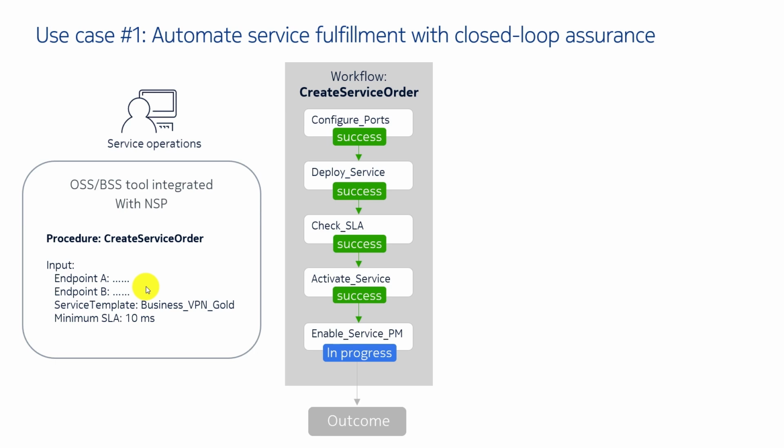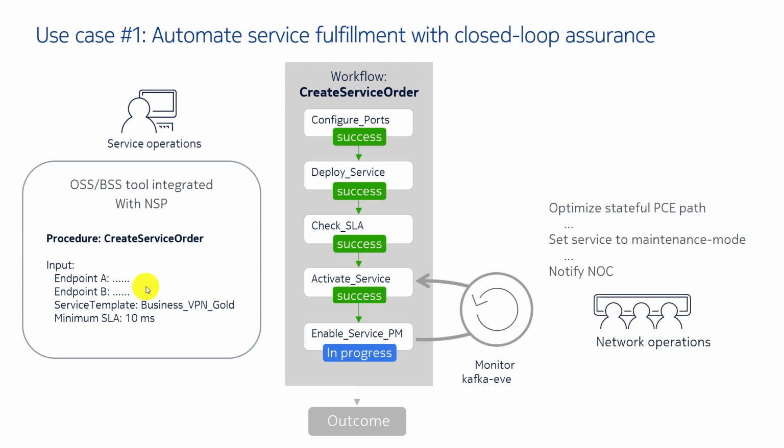These events will be realized in the Kafka notification bus in NSP. And once this workflow detects these events, corrective actions can be triggered within NSP to return the service to a healthy state. An example of these actions could be to optimize the stateful PCE path. It could be to set the service to maintenance mode and migrate all the LSPs or services using ports associated to the service. And if in those situations there's a failure, then the appropriate notification can be sent to the network operations team so that they can take action before the service is scheduled for release to the customer.